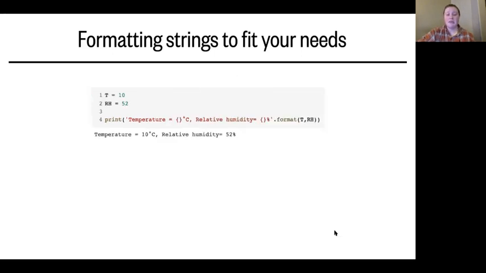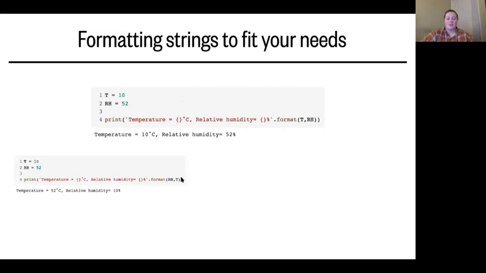Now, this format function can be really, really helpful if we're using multiple variables, right? So for example, we have T equals 10 and RH, or relative humidity, is equal to 52. And we're going to print temperature equals curly brackets degrees C, comma, relative humidity equals curly brackets percent. And we're going to say dot format T, comma, RH. What that's going to do is put T, whatever it is, into the first curly brackets, and it's going to put RH, whatever that is, into the second curly brackets. And you can see that's exactly what it does. Temperature is 10, relative humidity is 52.